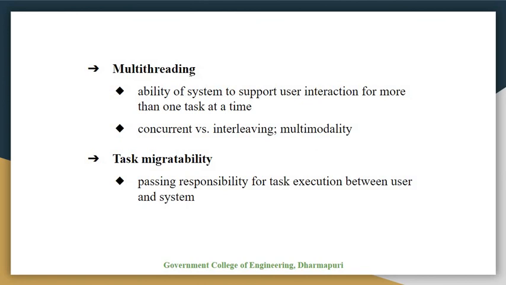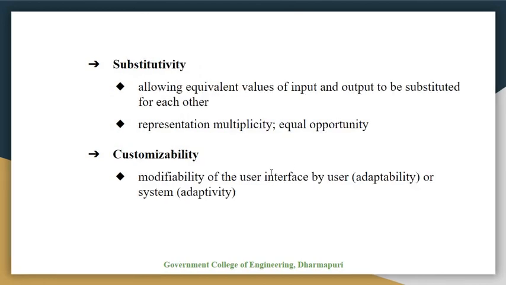The next one is multi-threading. It is the ability to support more than one task of the user-system dialogue interaction at a time. The next one is task migratability. Task migratability is the ability to transfer the control for task execution between the system and the user. The next one is substitutivity. It requires that equivalent values can be substituted for each other. For example, a user can double click on an icon to open it or can select it and then press enter on the keyboard.